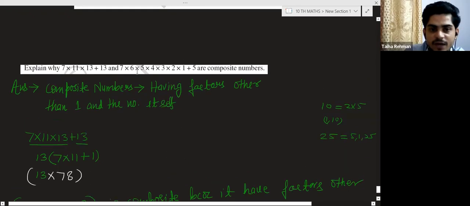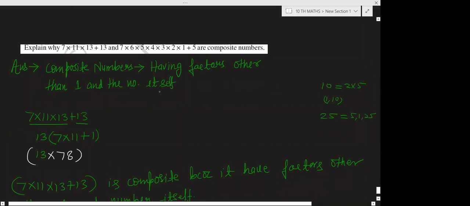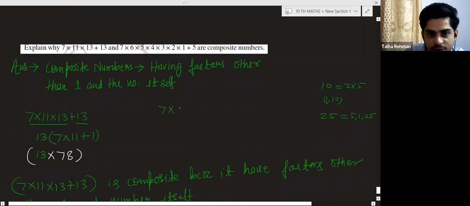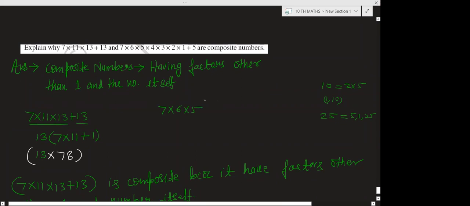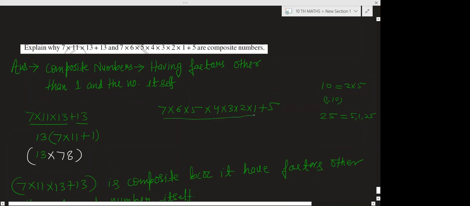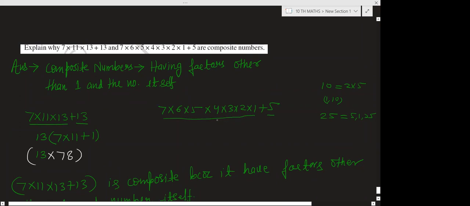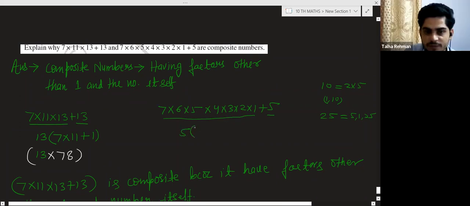So, in the same way, can I calculate for this? Yes, sir. So now let's see here. 7 into 6 into 5 into 4 into 3 into 2 into 1 plus 5. Now what will be common from here and here? 5. Very good. So here will be 7 into 6 into 4 into 3 into 2. No need to write 1, and this will be plus 1.